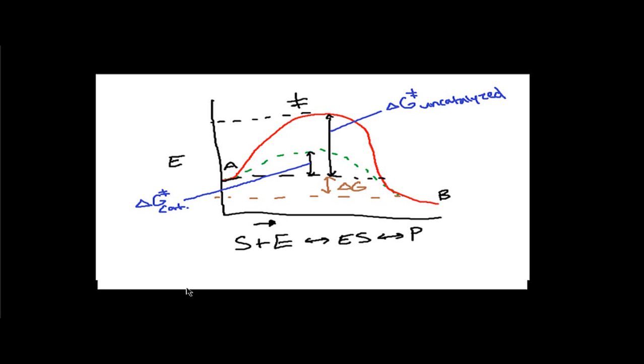But I think you kind of get the idea. This is similar to the graph we saw before, and the red curve, as you can guess, is the reaction without an enzyme, and the green dotted line is a reaction with the enzyme, and they're going and ending at the same place. A is the reactants, B is the products. They're ending at the same energy, right?